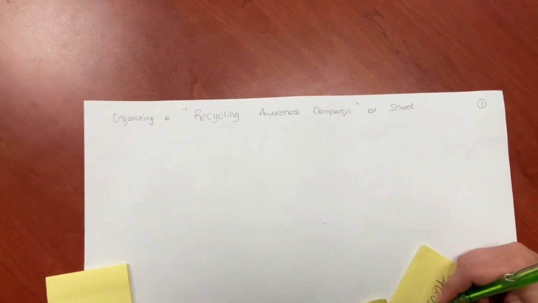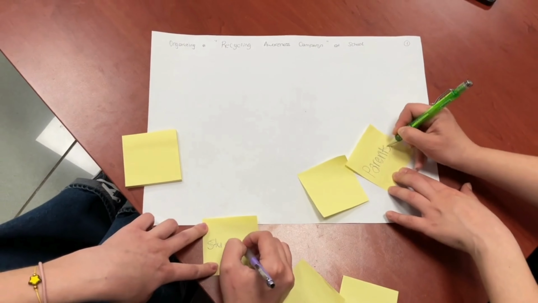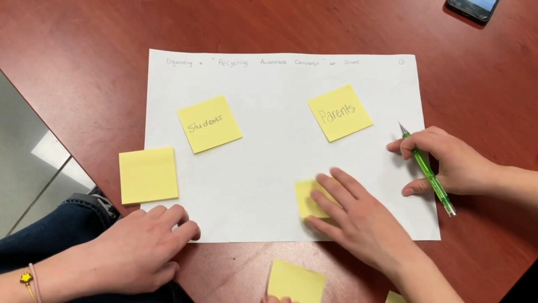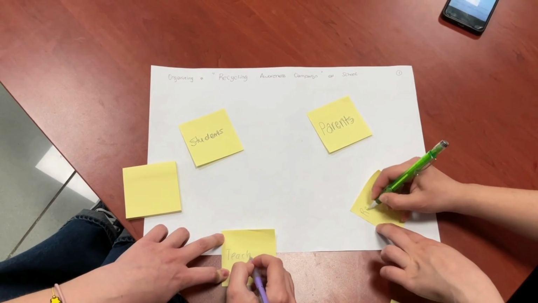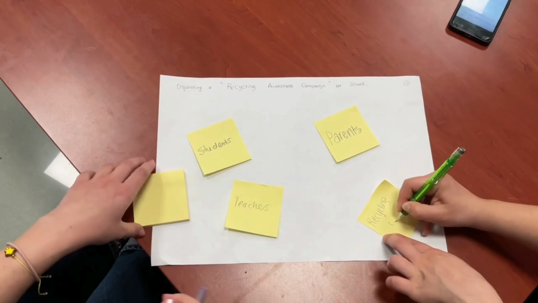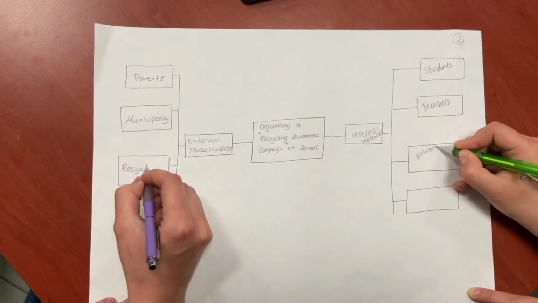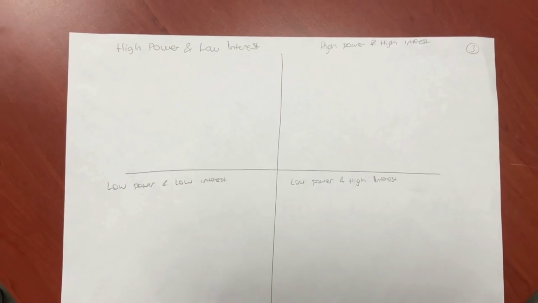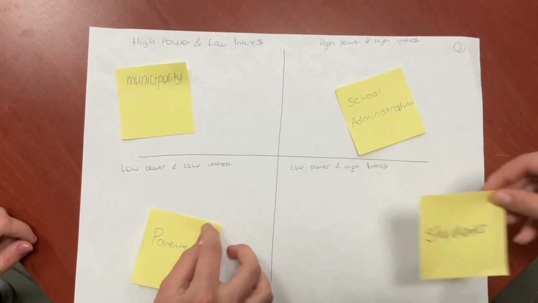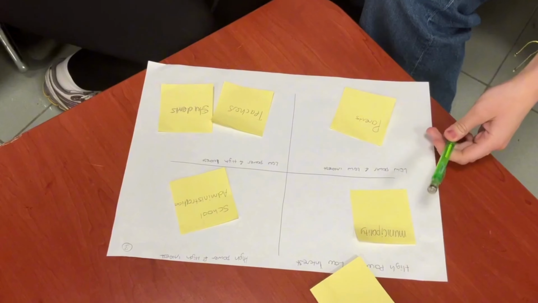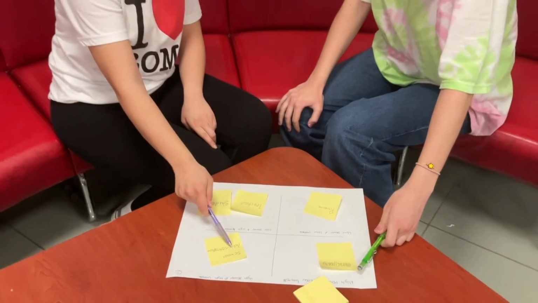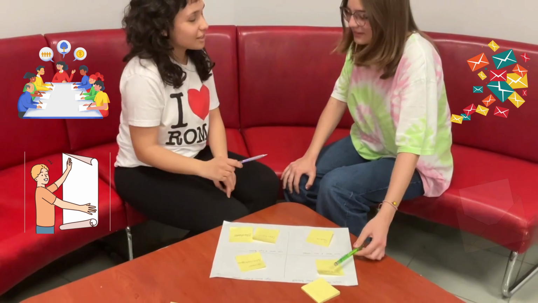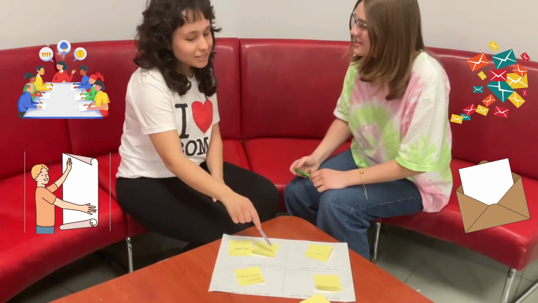For example, in a school recycling awareness campaign project, we can look at the 4 stages of stakeholder mapping. First, all stakeholders were listed through brainstorming and then categorized as internal or external. Next, their power and interest were analyzed using the Mendelow matrix to set priorities. Finally, communication methods, such as meetings, posters, emails, and letters, were planned for each group.